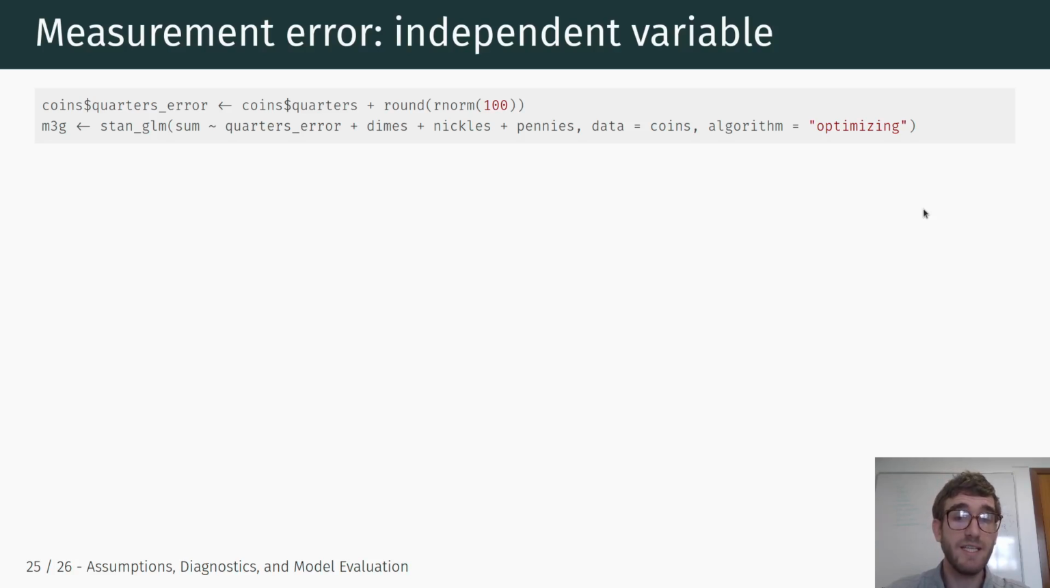So what about measurement error on the independent variable? Rather than having additional error in the overall sum that we calculated, now we're introducing measurement error in the sense that we're miscounting the number of quarters, for example, that are included in each pocket, right? So I add a new variable, quarters_error, where I basically take the initial number of quarters and add or subtract between -2 and +2, a rounded random normal distribution, to the number of quarters, right?